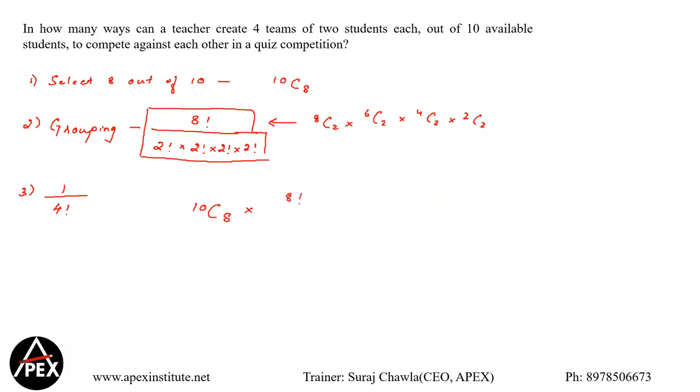Then I'm dividing them into groups of 2 each. So 8 factorial by 2 factorial whole to the power 4. Now, since the groups are not identifiable, I have to again further divide by 4 factorial. So this becomes your final answer. So if you've got this in your notes, 4725 should be your final answer.